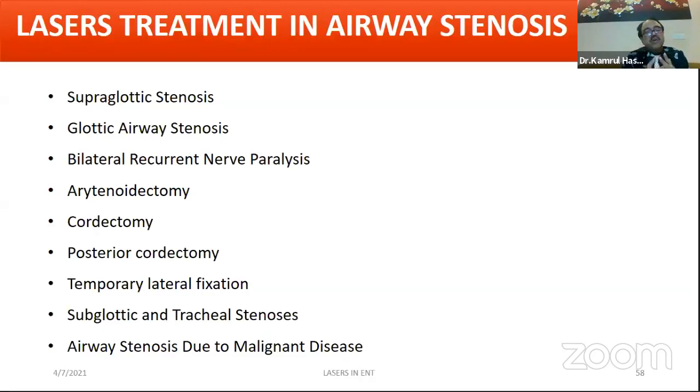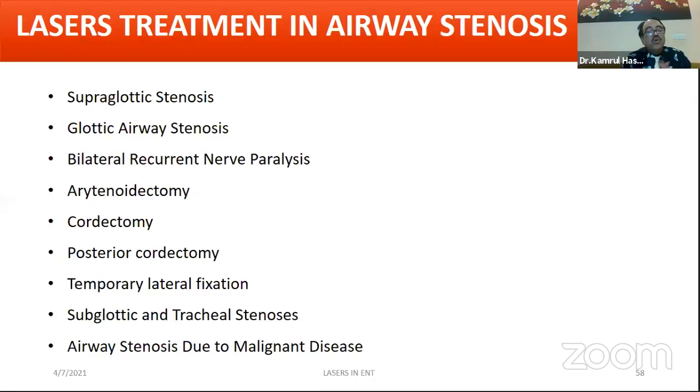Again, there is a chance of granulation tissue and chance of adhesion more. But if you cut a wide area by the carbon dioxide laser, sometimes you do not need the airway stent. So glottic airway stenosis and subglottic stenosis, sometimes it is very difficult.